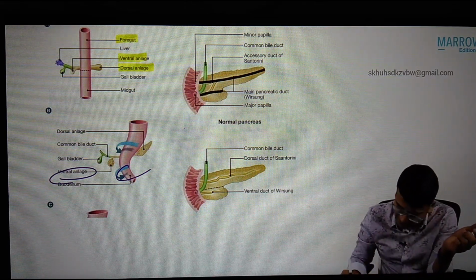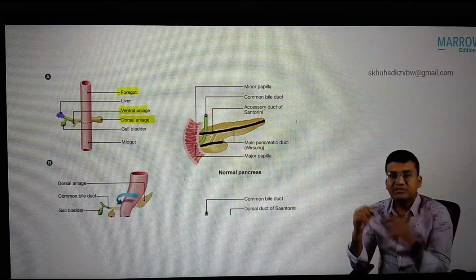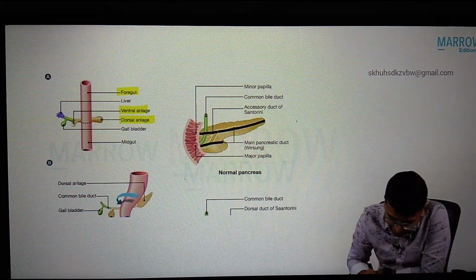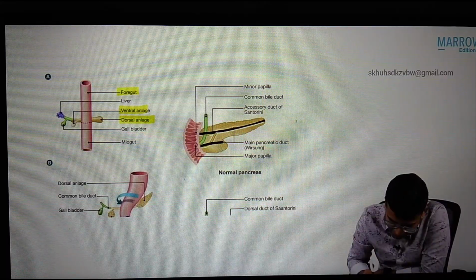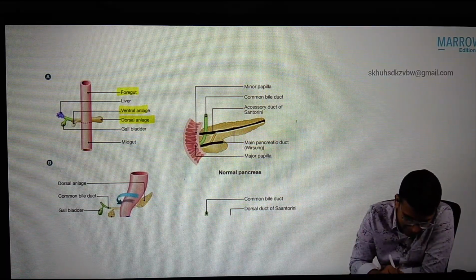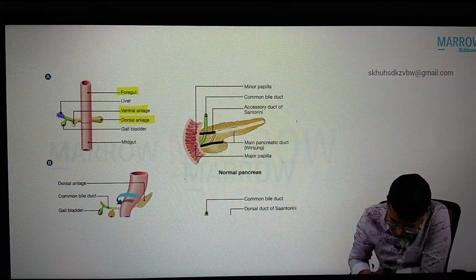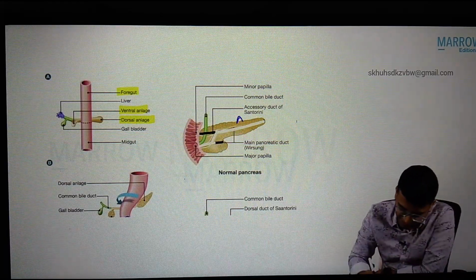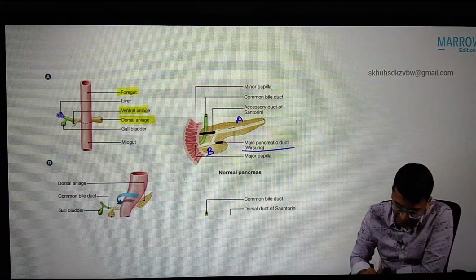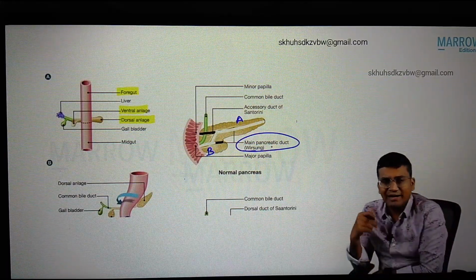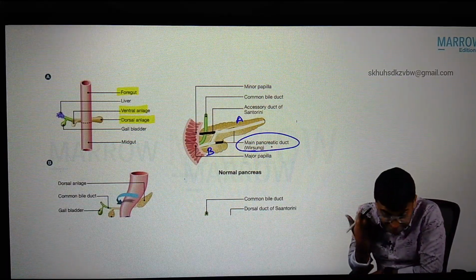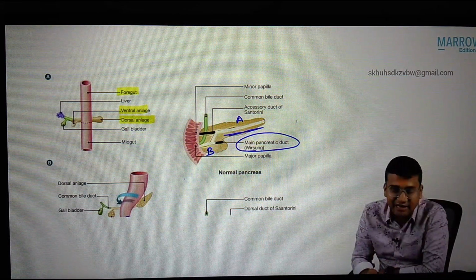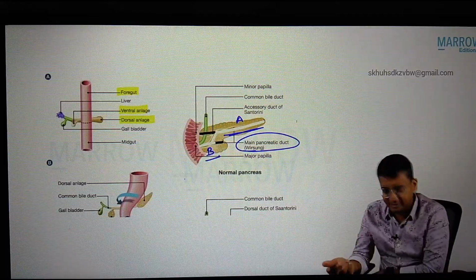Okay, right. Now who is forming the main pancreatic duct? The main pancreatic duct is coming from this one and this one. Now this is A and this is B. That is the main pancreatic duct. So main pancreatic duct is coming from the distal part of dorsal bud, this is A. And what is B? The whole of ventral duct.